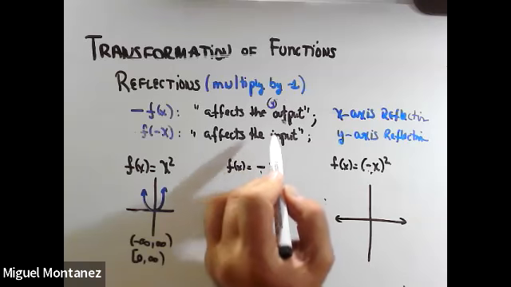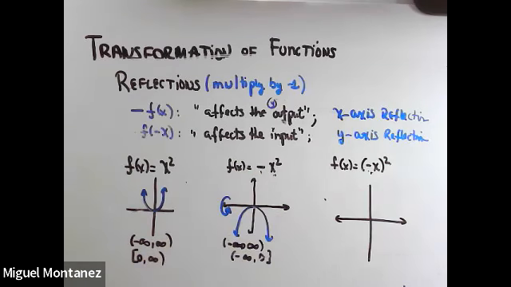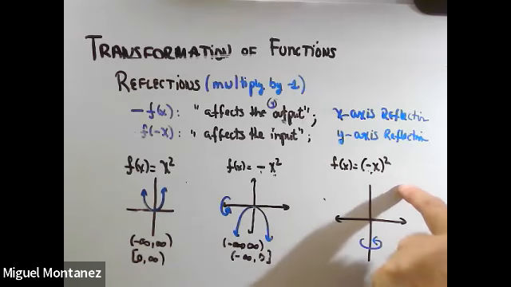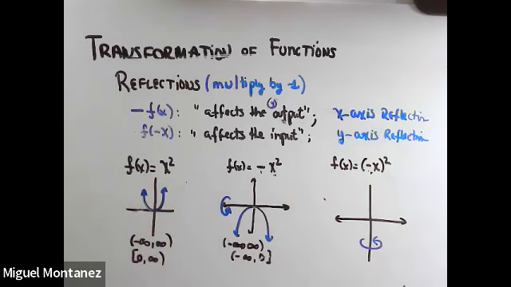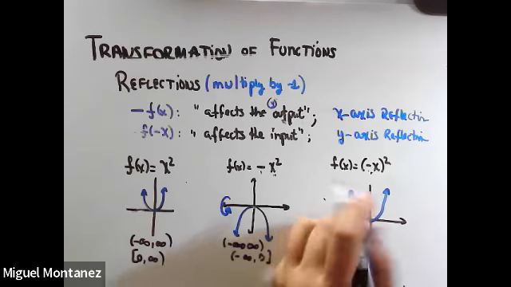Since this affects the input, namely the x, we need to do a y-axis reflection. And again, this one is the one that makes no sense. So now we need to flip the graph like this. Whatever tail we have on the left goes to the right. Whatever tail I have on the right goes to the left. So from quadrant 2 goes to quadrant 1, and quadrant 1 goes to quadrant 2. But guess what? We end up with the same graph, which makes sense.